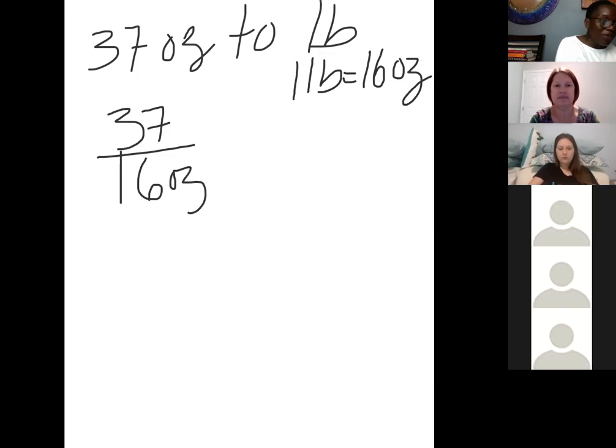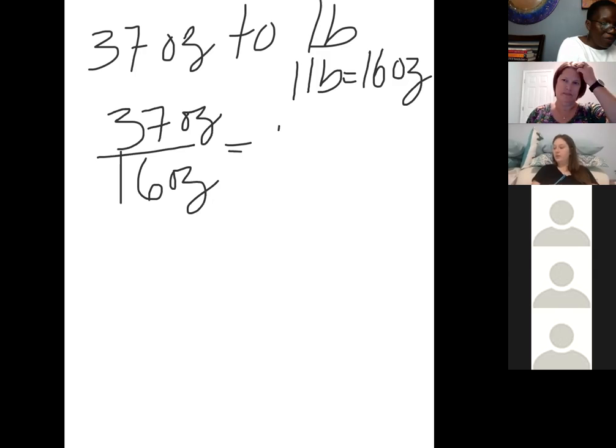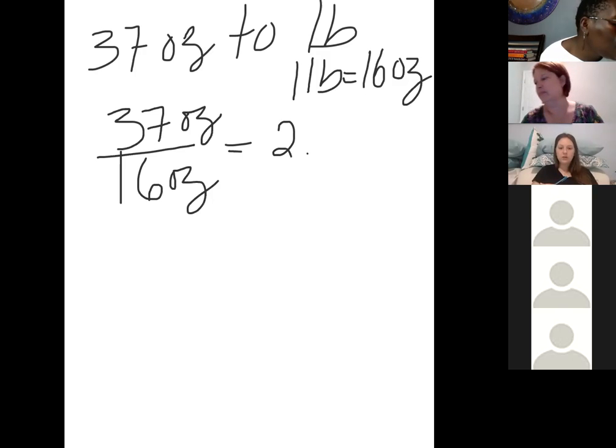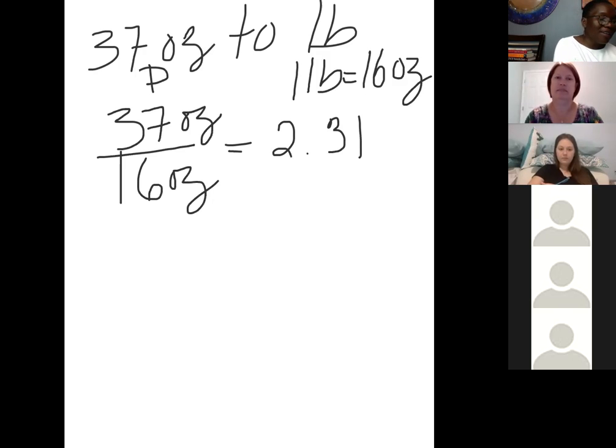So you take your 37 ounces divided by 16 on your calculator, round it to the nearest hundredth, and that will give you your answer, guys. So give it a try. What do you get? 2 point what? 2.31. Okay, very good. We're going from small to large, so we divide.